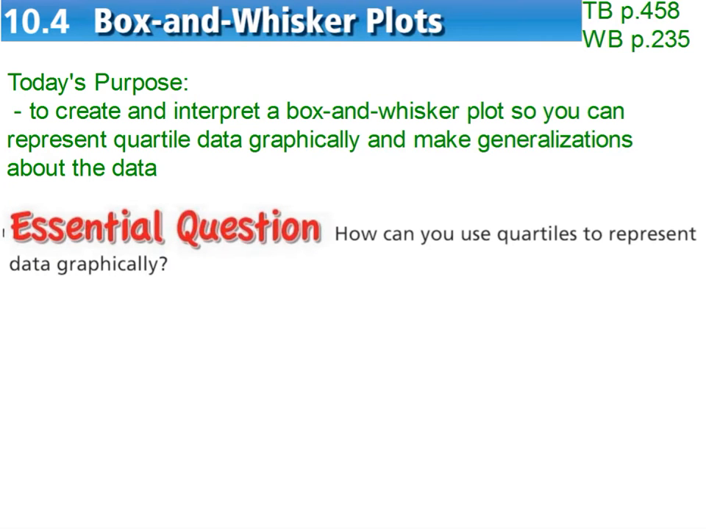Today's lesson is 10.4 Box and Whisker Plots on page 458. Our purpose today is to create and interpret a box and whisker plot so you can represent quartile data graphically and make generalizations about the data.